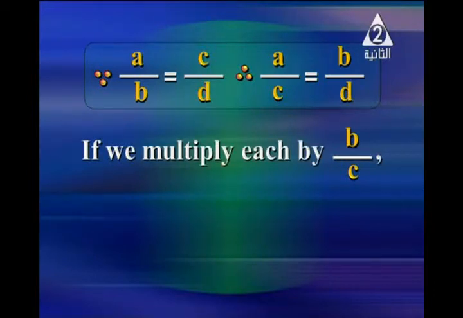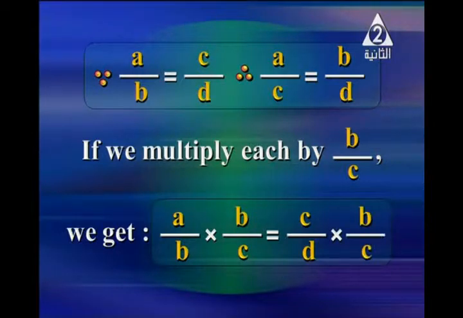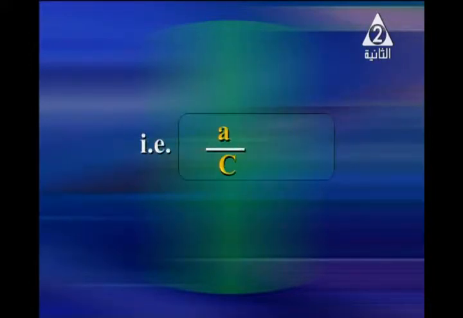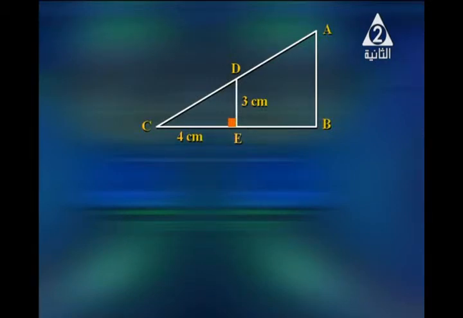If we multiply by B over C, any number, we get A over B times B over C equals C over D times B over C. Example: A over C equals B over C, A, B, D, E, C.